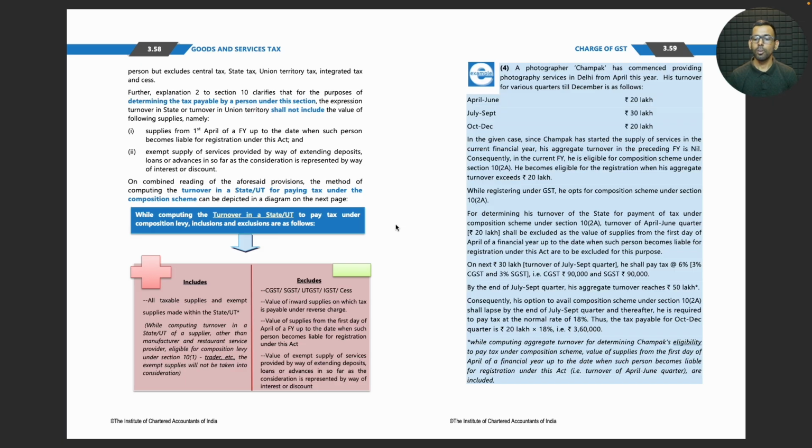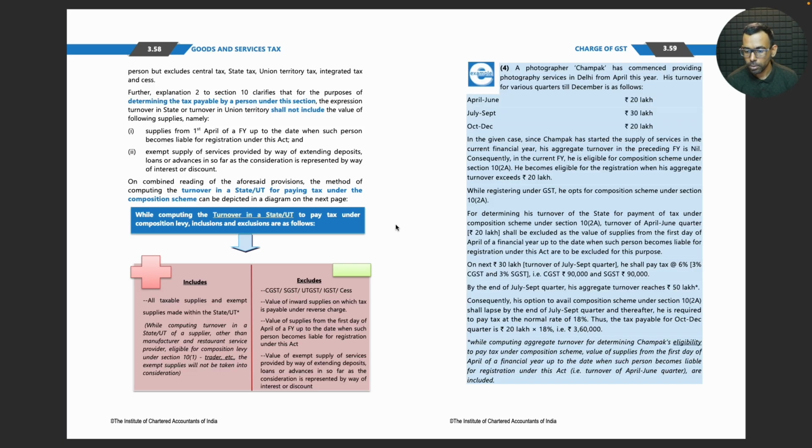For determining his turnover of the state for payment of tax under composition scheme under section 10 subsection 2a, his turnover of April to June quarter, 20 lakhs, shall be excluded, as the values of supplies from the first day of April of a financial year up to the date when such person becomes liable for registration under this Act are to be excluded for this purpose. On the next 30 lakhs, he shall pay tax at 6%, that is CGST 90,000, SGST 90,000.